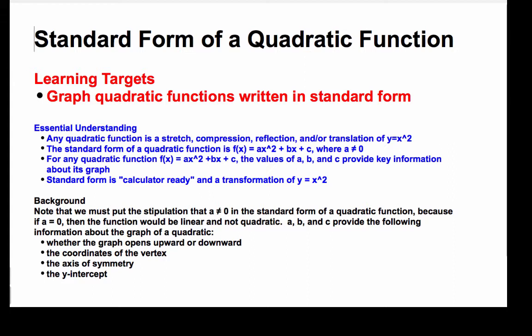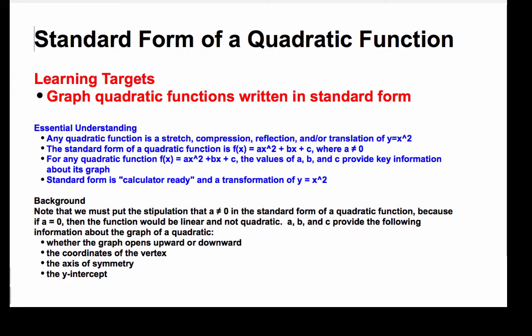Some essential understanding for you for the lesson. Any quadratic function is a stretch, compression, reflection, and/or translation of the parent function y equals x squared. The standard form of a quadratic function is f of x equals ax squared plus bx plus c, where a cannot equal 0. For any quadratic function f of x equals ax squared plus bx plus c, the values of a, b, and c provide key information about its graph. Standard form is what we call calculator ready in the transformation of y equals x squared.